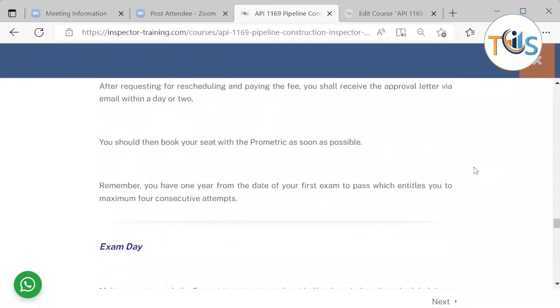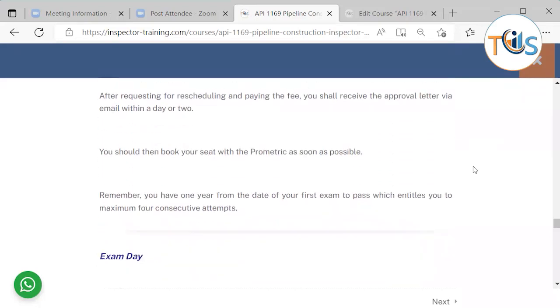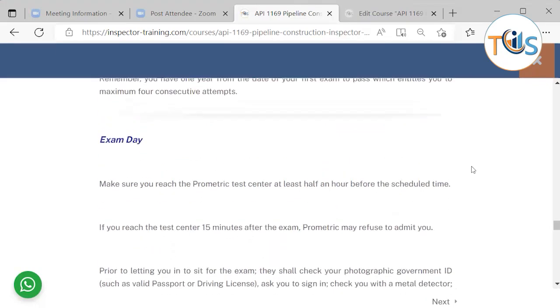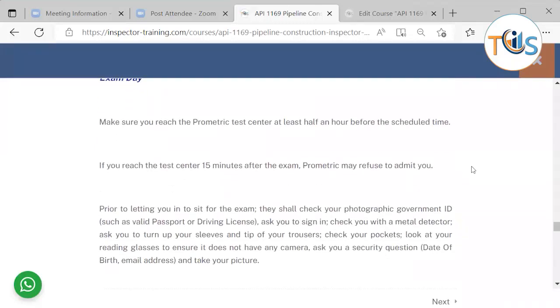For rescheduling your exam, you have to pay $150 if you fail or no-show for any reason, that is, if you haven't attended within the same window that you selected initially. After requesting rescheduling, you shall receive an approval letter within a day or 2. Then book your exam with Prometric as soon as possible. Remember, you have 1 year from the date of your first exam to pass, which entitles you to a maximum of 4 consecutive attempts. On exam day, make sure that you are at the Prometric center before the scheduled time.